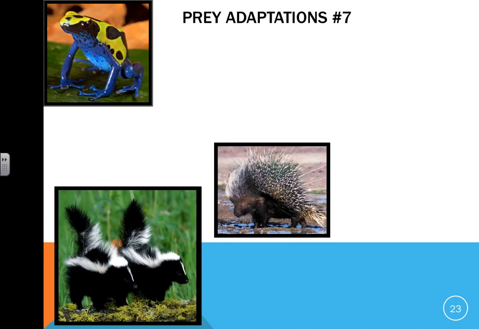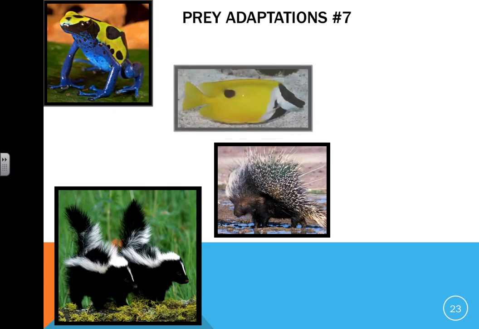Skunks, we're probably all familiar with skunks and their adaptations. They have a physical characteristic called a scent gland, and that scent gland has scent in it that isn't very good to smell, so that keeps predators away.